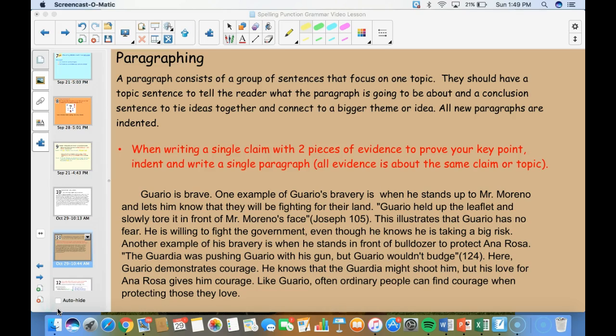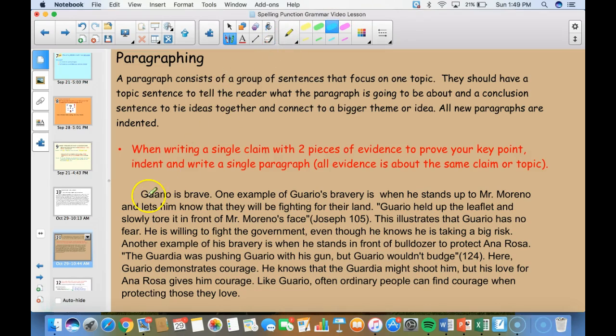So when you're writing a single claim with 2 pieces of evidence that prove your key point, you're going to indent and write a single paragraph because all of the evidence is about the same claim or topic. So in this paragraph about Gwario being brave, the claim is that Gwario is brave. And the first piece of evidence shows that Gwario is being brave. He's holding up the leaflet and slowly tore it in front of Mr. Moreno's face. That's showing that he's being brave.